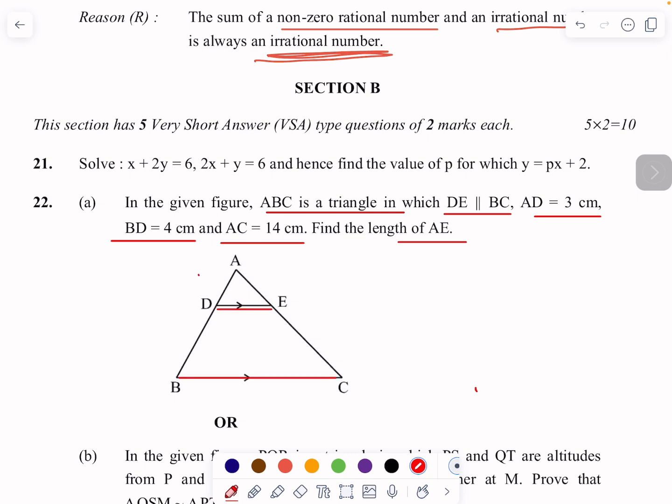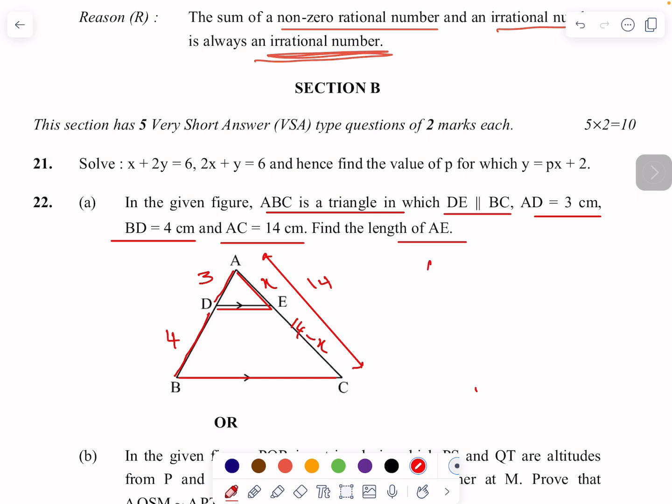Here, what AD value have they given? AD value from up to here is 3 centimeter, and BD value is 4 centimeter. We need to find the length of AE. We do not know the length of AE, so let us say this is x, and the total length of AC they have given is 14. Then EC will become 14 minus x.